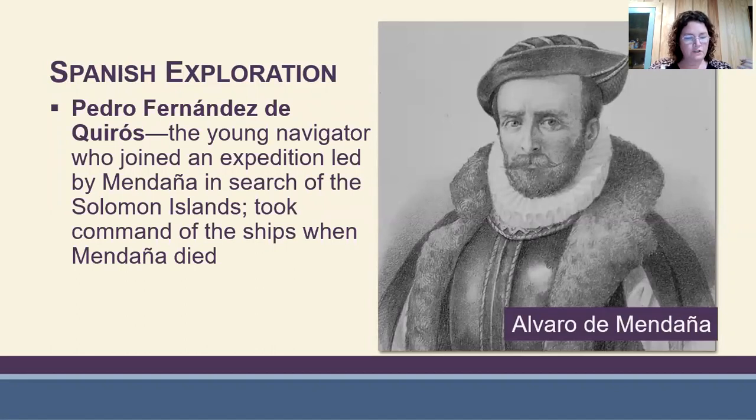So Mendana's first expedition, he really didn't find much other than the Solomon Islands. So he wasn't discouraged by it, and he went off on another expedition in 1595, and he took along with him a navigator by the name of Pedro Fernandez de Quiros. This time the expedition had 4 ships and carried settlers, including women and children. Mendana ended up dying on this expedition. So Quiros took command of the ships when Mendana died.